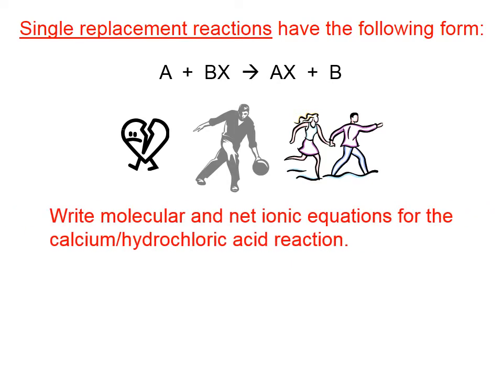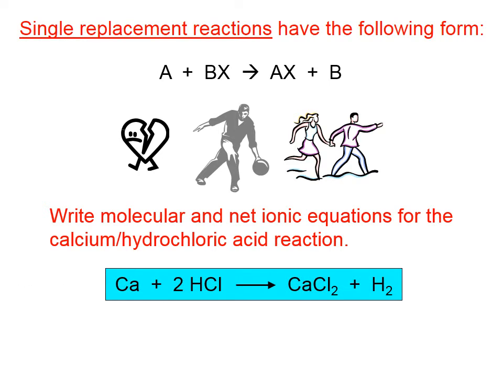Let's write the molecular and net ionic equations for the calcium hydrochloric acid reaction. Well, if we have calcium, that's obviously simply Ca, and hydrochloric acid has the formula HCl. You might recall that a molecular equation is one in which there are no ions shown. Everything is written in neutral form. This is a single replacement reaction.